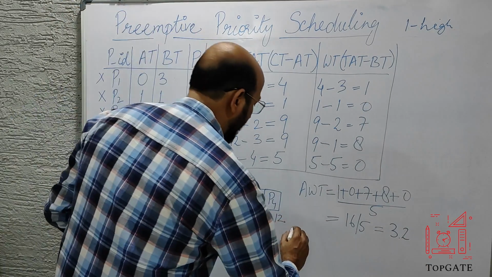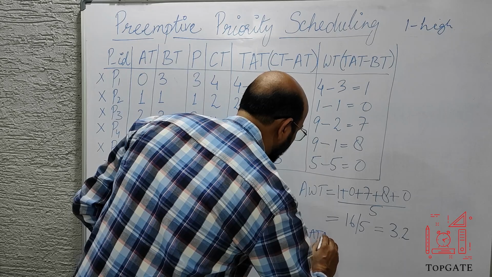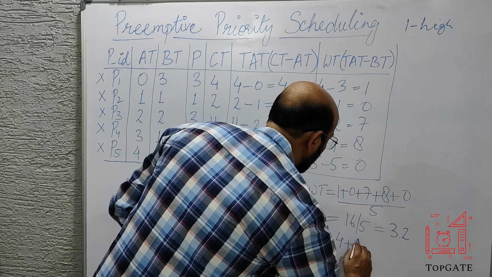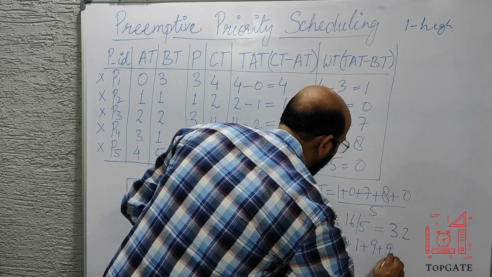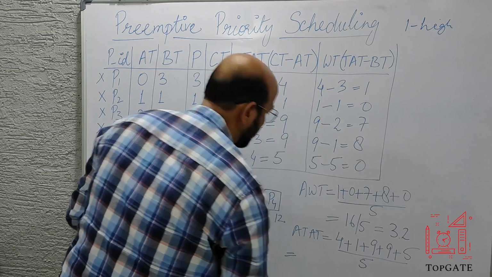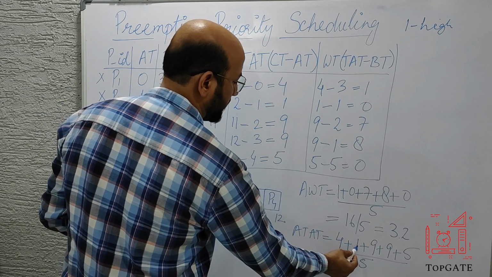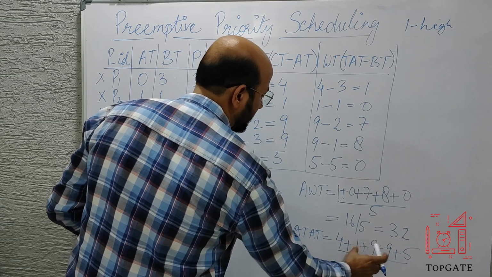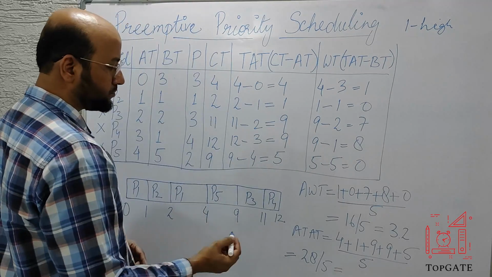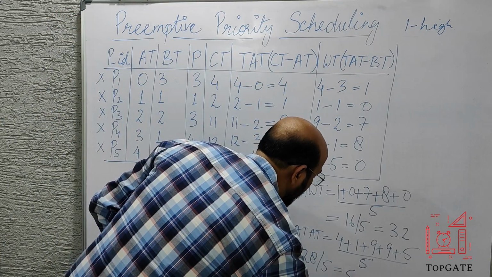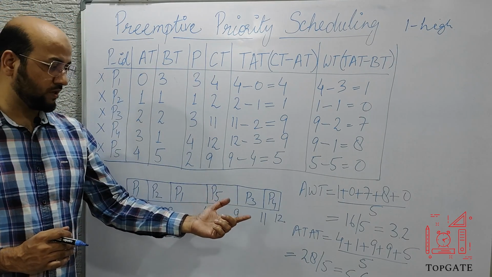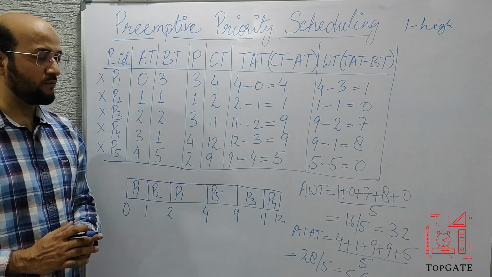Clear? And the average turnaround time will be, we have 4, 1, 9, 9, 5. So 4 plus 1 plus 9 plus 9 plus 5 divided by 5. So 4 plus 1 is 5, 5 plus 9 is 14, and this is 23, so 28 divided by 5, that will give you 5.6. Clear? So 5.6 is your average turnaround time and 3.2 is your average waiting time.